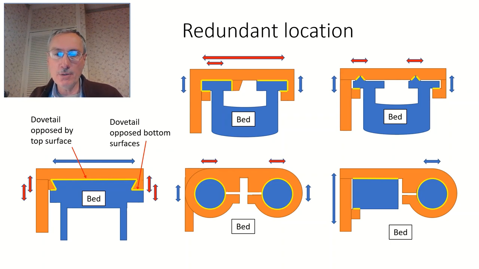But I've deliberately shown the rectangular section to be elongated, to be wider than it really needs to be. And that becomes an issue because that also attempts to provide rotational stability. But then you have the potential for that to fight against the vertical location provided by the round bar. So again, you have redundancy, but of a different kind. So you can see as you look around this chart, you have examples of horizontal redundancy, examples of vertical redundancy, and one example of rotational redundancy.